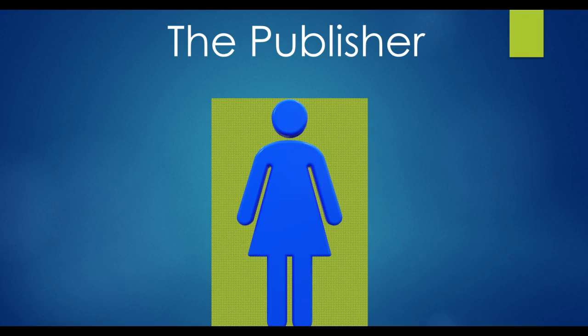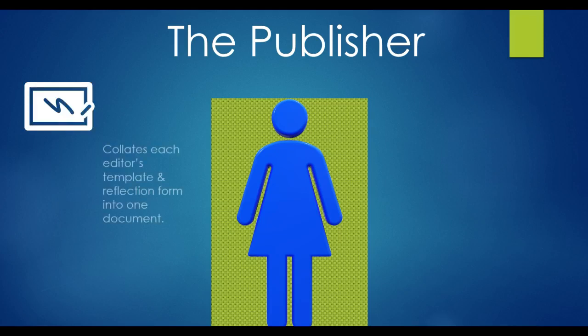But if you're doing a unit, I have a person called the publisher who puts together each template, and then they'll have a template and then the reflection form for that template. So for that discussion, the reflection form. The next session, it'll have the editor's template and then the reflection form. So let's say there were 3 sessions in that unit. It's going to have 3 editor's templates and 3 reflection forms. Okay? So they're going to collate each editor's template and reflection form into one document.